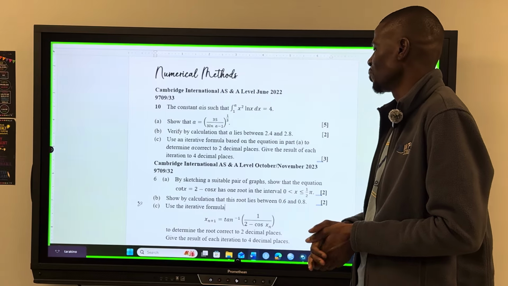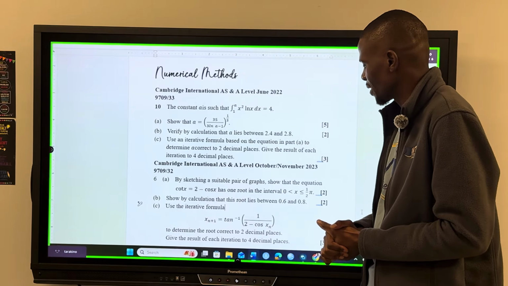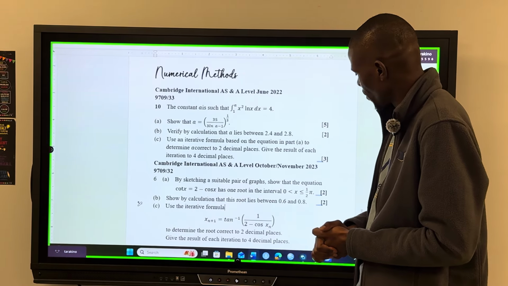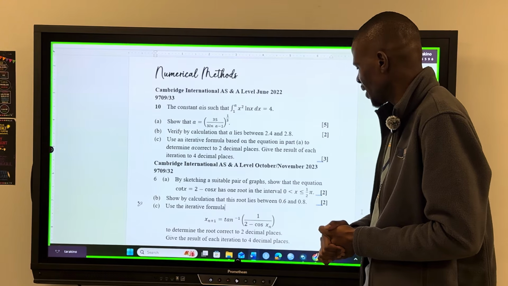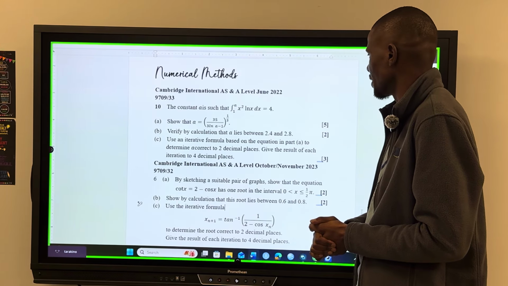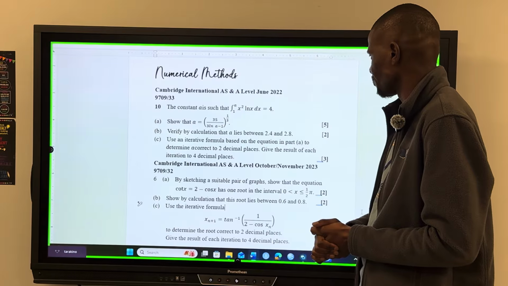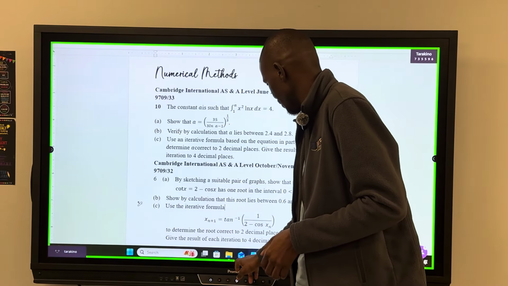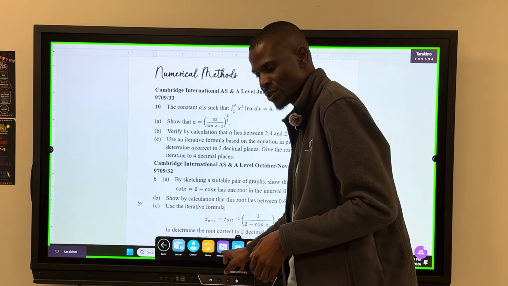Part C: use the iterative formula x(n+1) equals arctan of 1 over (2 minus cosine of xn) to determine the root correct to 2 decimal places. Give the result of each iteration to 4 decimal places. All right, so this is what we need to do.